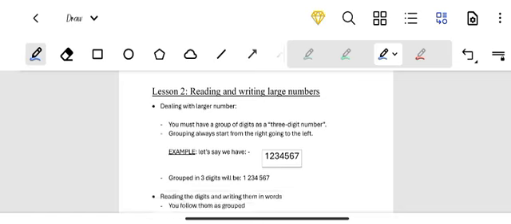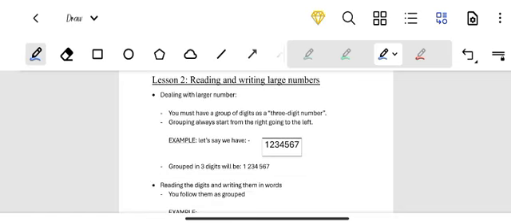In today's lesson, I want us to continue, but I want us to look at reading and writing large numbers. What you have to note when you're dealing with large numbers is that you're supposed to group the digits together. How am I supposed to group them? I'm supposed to group them in 3-digit groups. You may be asking yourself, what does that mean? It means that you can just write 1, 2, 3, 4, 5, 6, 7, 8, 9, something like that.